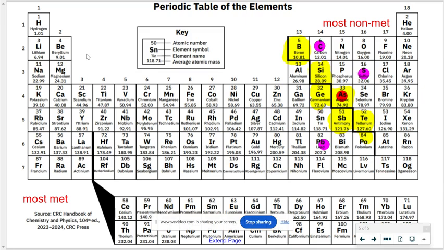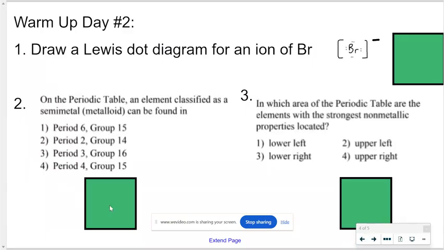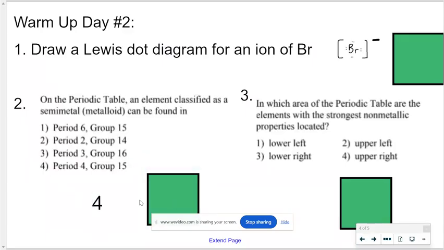It's a nonmetal. Then we have period 6, group 14. That's row 6, column 14. That is lead. That is a metal. That is not a metalloid. And then we finally have period 4, so row 4, group 15. That is arsenic. That is a metalloid. So for this one, choice 4 is the correct response.